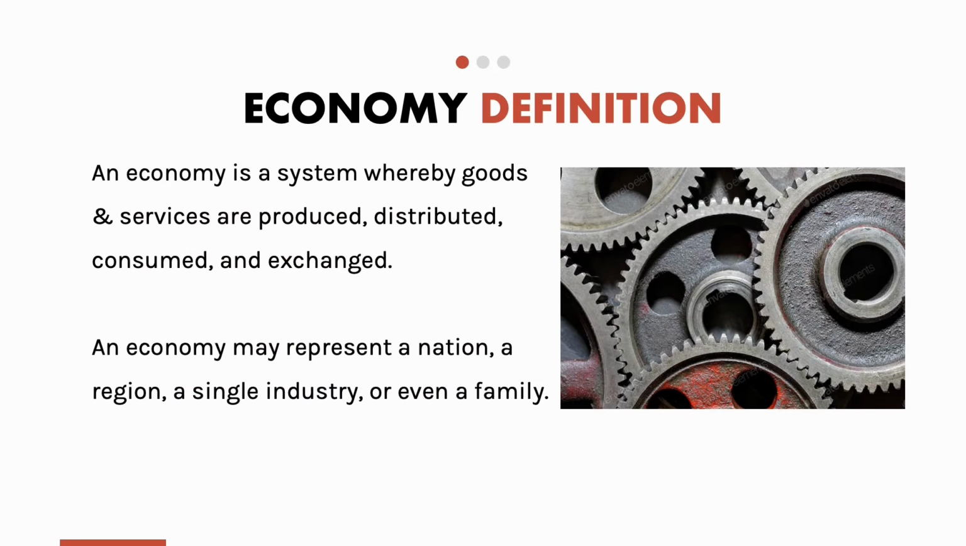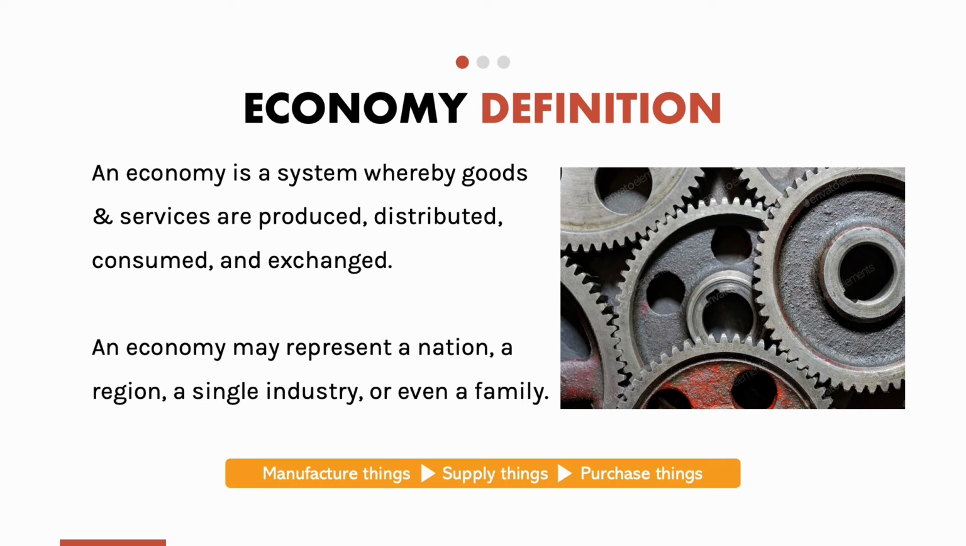So let's define economy. An economy is a system whereby goods and services are produced, distributed, consumed, and exchanged. So simply speaking, we're looking at a system having goods and services. An economy may represent a nation, a region, a single industry, or even a family. So for example, we may be talking about the economy of the US, the economy of a company like Amazon, or even the economical situation at your end. In short, the economic system covers manufacturing to consumption.